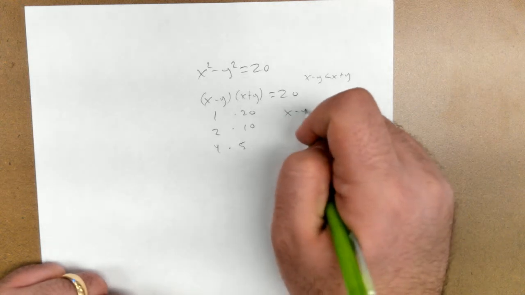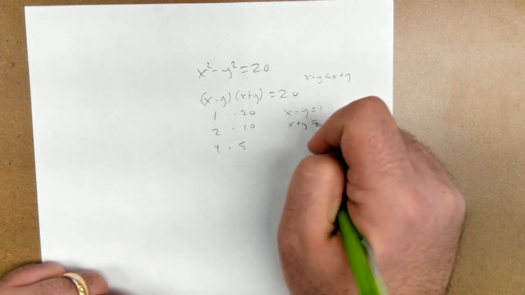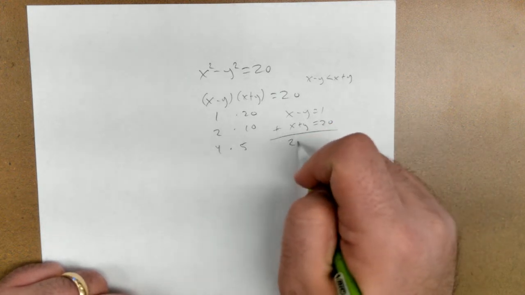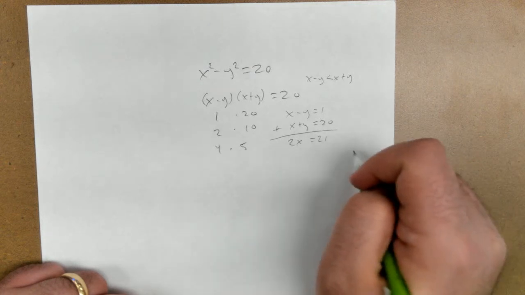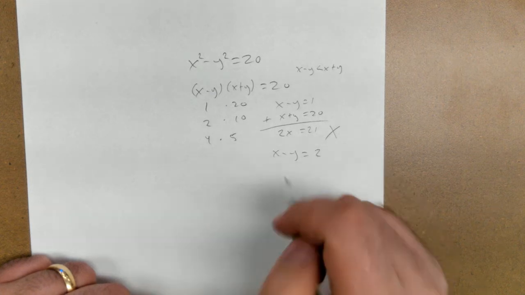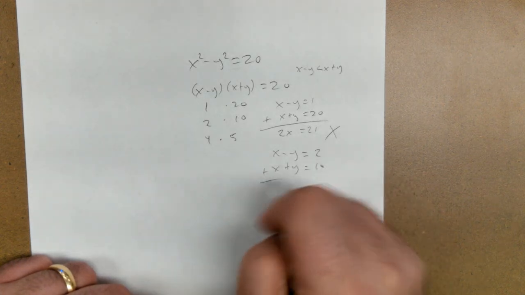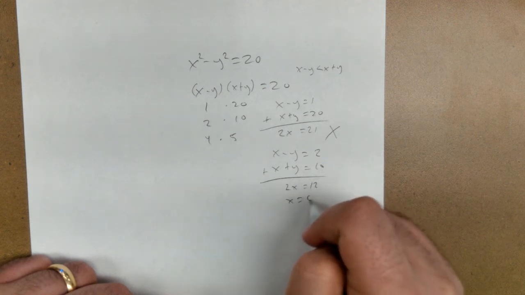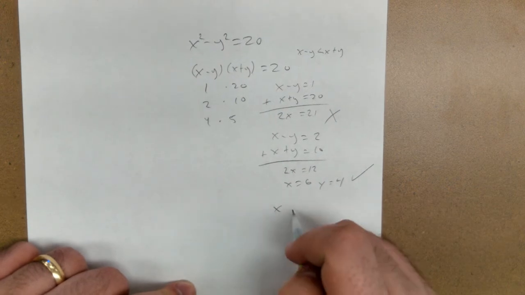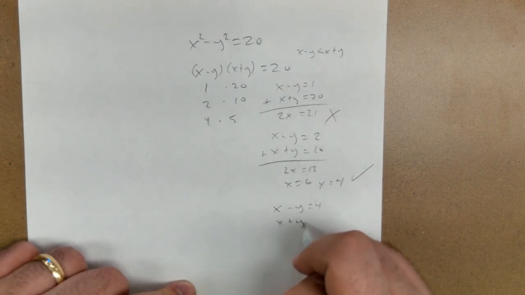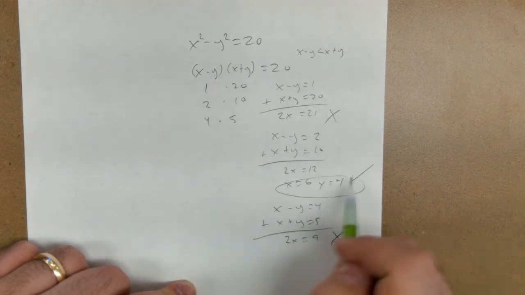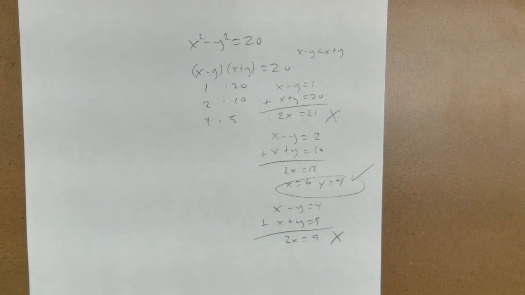If you try to solve these equations, you can do this with Gaussian elimination, which is just adding the equations. You probably don't remember that phrase, but you probably remember doing this. 2x equals 21. Well, x would be a fraction, but x is supposed to be a positive integer, so that's no good. If we try 2 and 10, you get 2x equals 12, so x is 6. y would be 4. That works. And lastly, if you do 4 and 5, you get 2x equals 9, and that makes x not an integer. So this is the only pair of integer solutions for that equation.